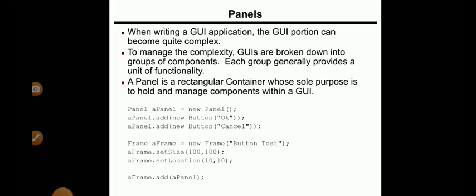Panels are also created by using the Panel class. You have to create the object for the panel: Panel object is equal to new Panel(). Within the panel you can add the components by using the add function. You have to give the object name first: object name dot add of the component. For example, if you want to add a button, I have to use the object of the panel, aPanel.add(new Button("OK")). That means the OK button is added inside that panel.